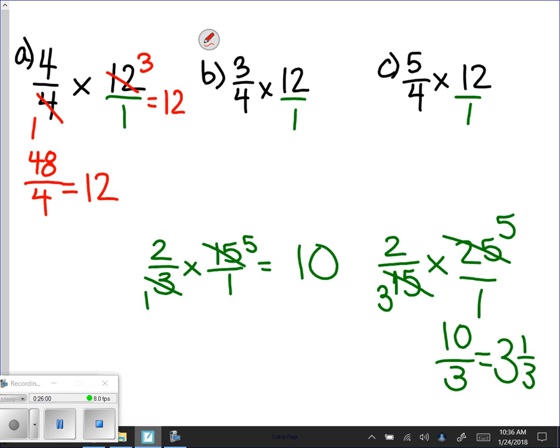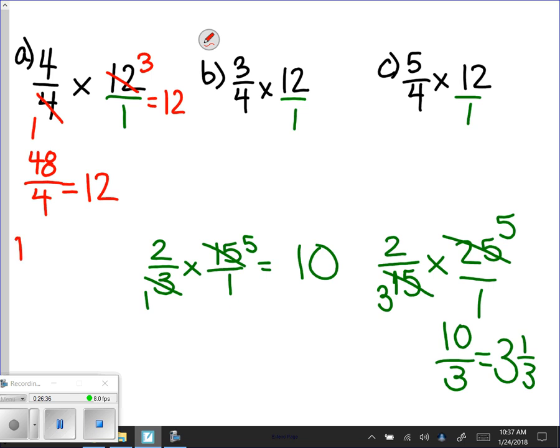So when you have 4/4 times 12, how does your product compare to your first factor? They're the same. Why are they the same? Because it's a whole times 12. Because you multiply it by 1. So it stayed the same because you multiplied it by 1.